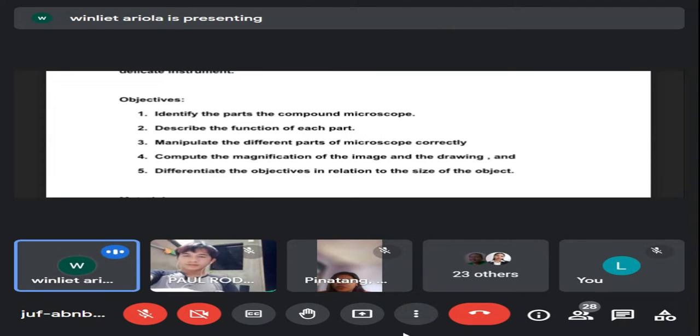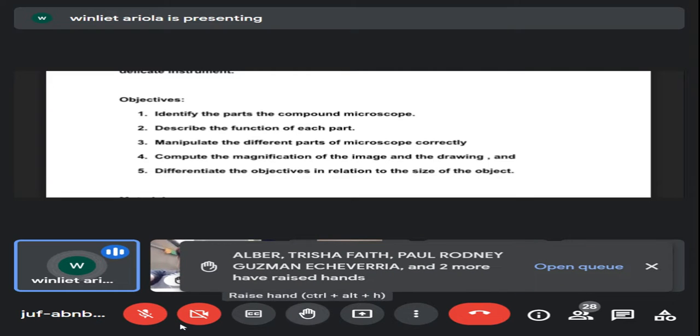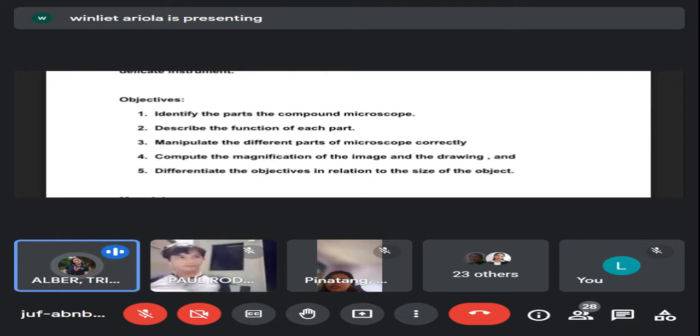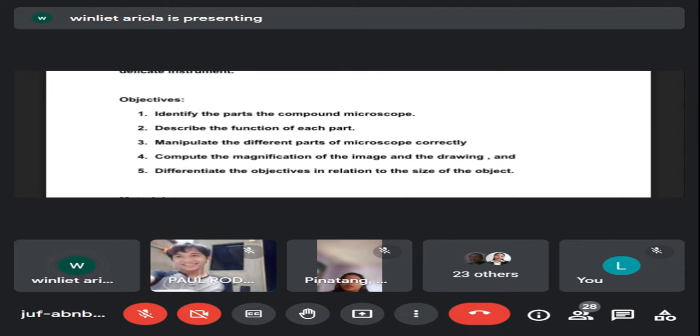Sige, how do we compute? Anyone? Yes, Albert. Yung, for example, in low power objective, ma'am, 10 times... wait lang, ma'am. Sige, sige. For example, ma'am, in scanner, ma'am, 4 times 10 times magnification is equals to 40 times, ma'am, total magnification. And in low power, okay na, ma'am. Okay, sige. Thank you, Miss Albert.